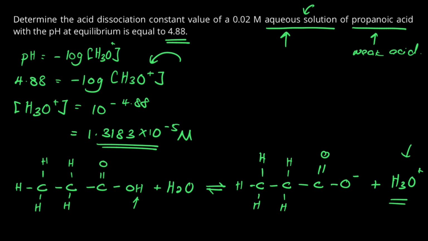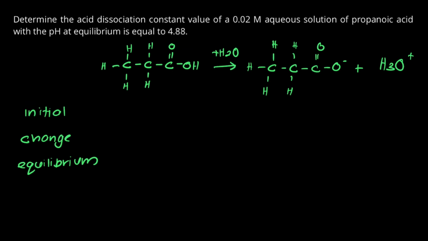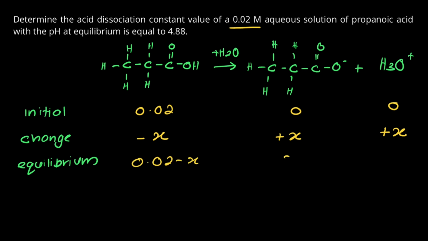So this equation is really important so that you can make your ICE diagram. Initially, it states that this is a 0.02 molar aqueous solution, so here should be 0.02. There is no dissociation occurring in the beginning. Because this is just 1 mole, so negative X, positive X, positive X. So here will be 0.02 minus X, X, and X, right?